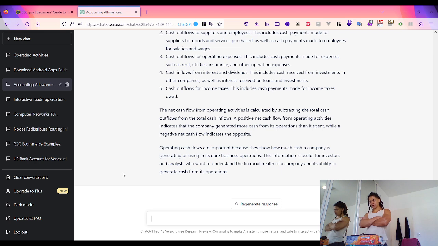The net cash flow from operating activities is calculated by subtracting the total cash outflow from the total cash inflow. A positive net cash flow from operating activities indicates that a company generated more cash from its operations than it expended, while a negative cash flow indicates the opposite. Operating cash flows are important because they show how much cash a company generated or used in its core business operations. This is useful for investors and analysts who want to understand the financial health of a company and its ability to generate cash from operations.